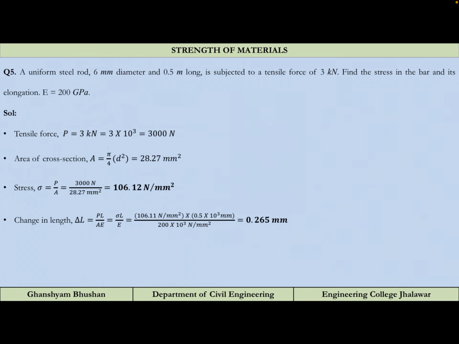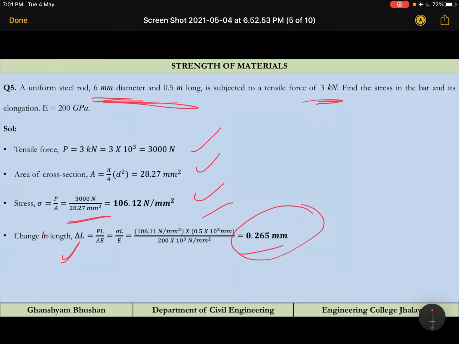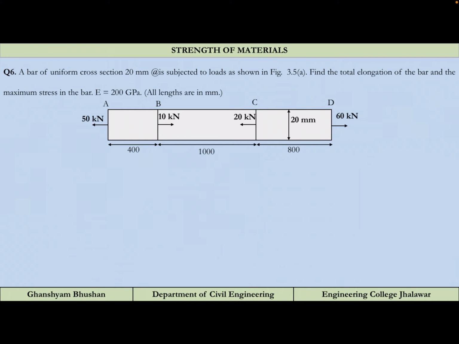So P is given as 3 kN, that means 3000 Newton. Area is pi by 4 d square because the diameter is given, that means the cross sectional area is circular. Stress is P by A, that is 3000 Newton by the corresponding area 28.27, and after stress we can calculate delta L, deformation is PL by AE. So finally you will put the values and you will get 0.265 millimeters. So this is the change in length due to this applied force on this type of bar. Clear? Now let us see the next problem.